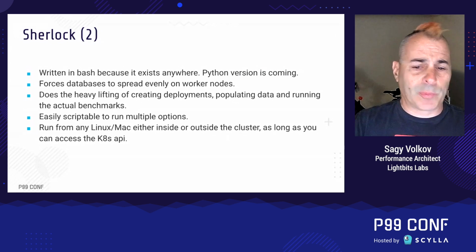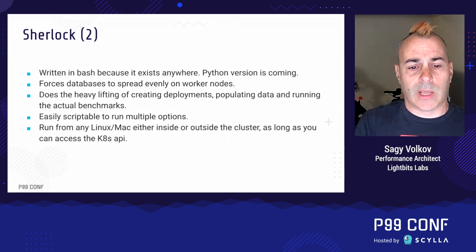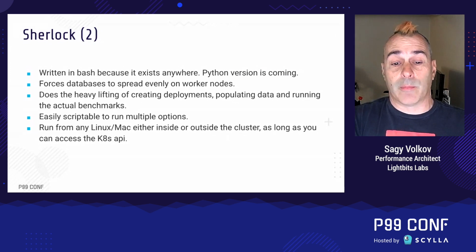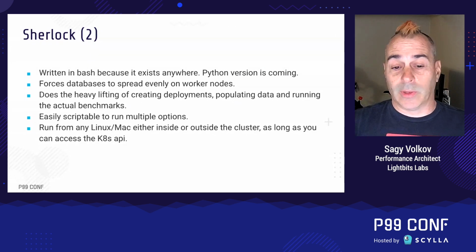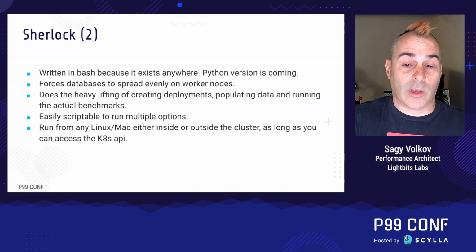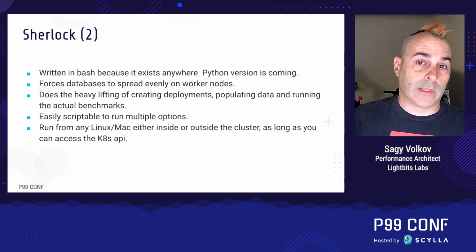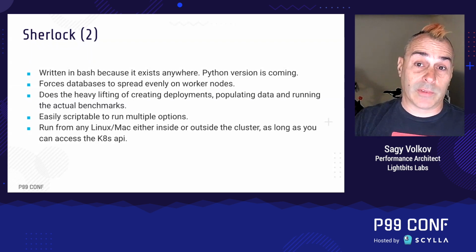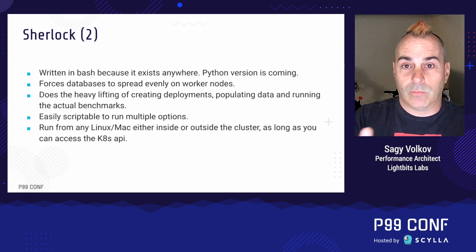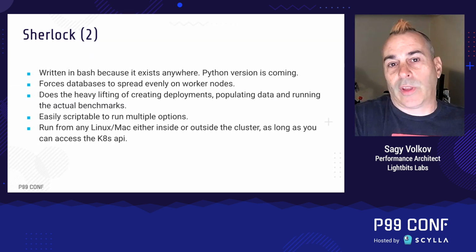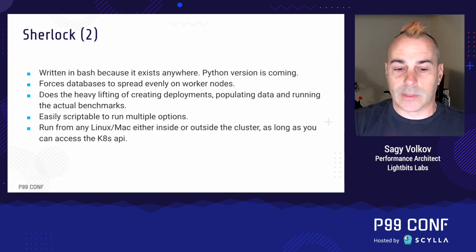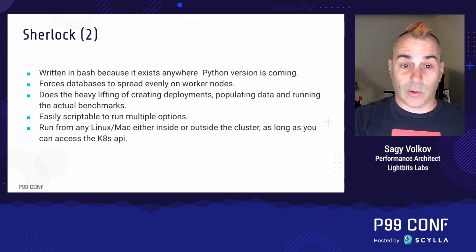There are many options for Sherlock. We'll go into that later on. And as I said, right now it's written in Bash. Run it from Linux, Mac, or Windows if you have Bash on it. All that you basically need is either kubectl, or oc if it's OpenShift, and network connectivity from whatever VM, instance, workstation, or laptop you're running from into the Kubernetes cluster. That's basically all you need.